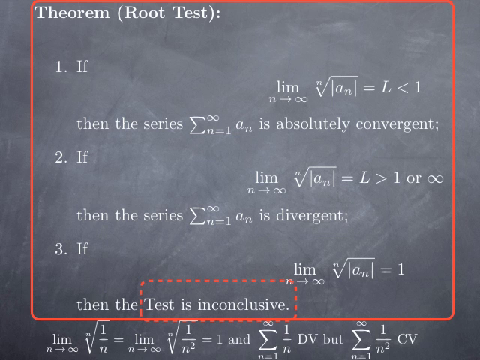So what does that mean? That means that we have two series for which the nth root of the general term has limit 1. One is convergent, the other one is divergent. In other words, this limit cannot help us decide for convergence.